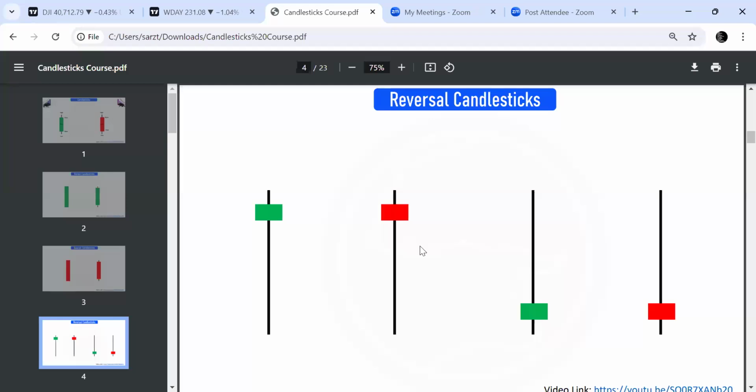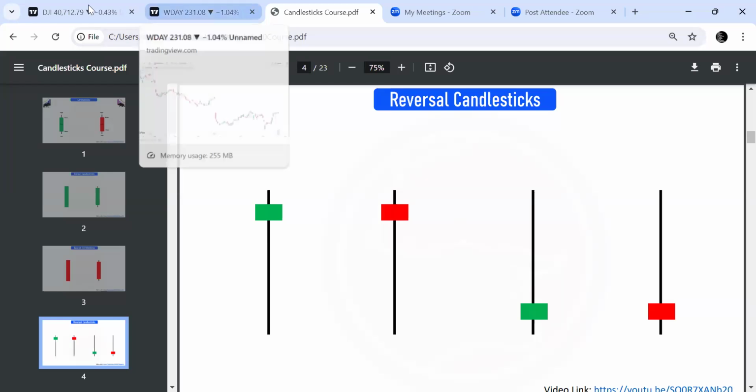These can also be called pin bars. So we call hammer and hanging man bullish pin bars, and inverted hammer and shooting star bearish pin bars. So we can also call these pin bars. First we will see about bullish pin bars.